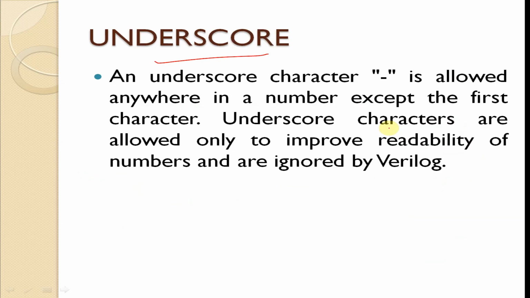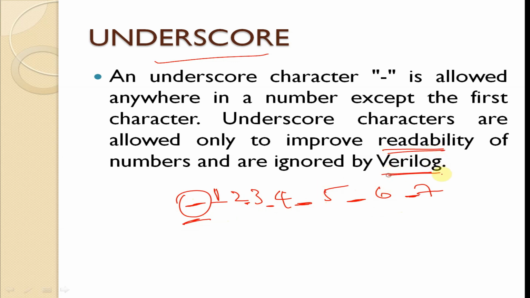And coming to underscore characters, underscore is allowed anywhere in the number except for the first character. If we have a big number, for suppose 1 2 3 4 5 6 7, we can keep an underscore in between the numbers for increasing the readability, but we cannot keep an underscore at the starting. It is not legal. Basically, underscore is used for increasing the readability, and it is ignored by Verilog.